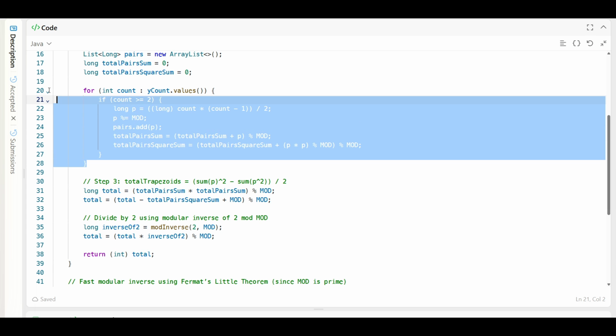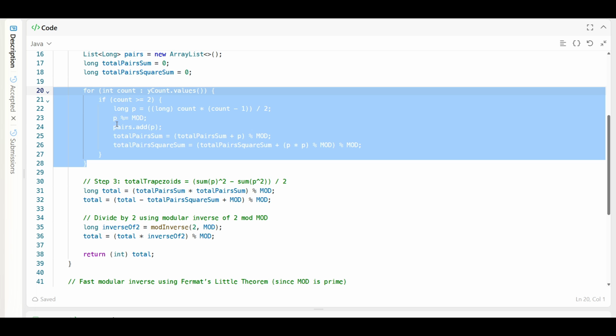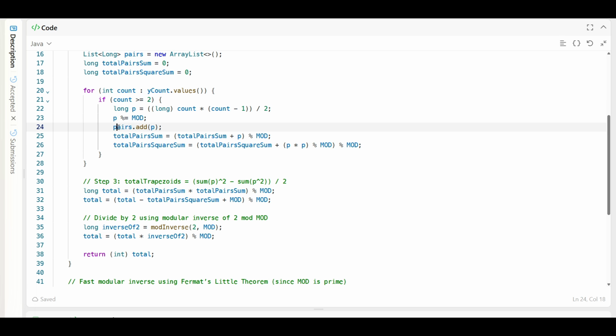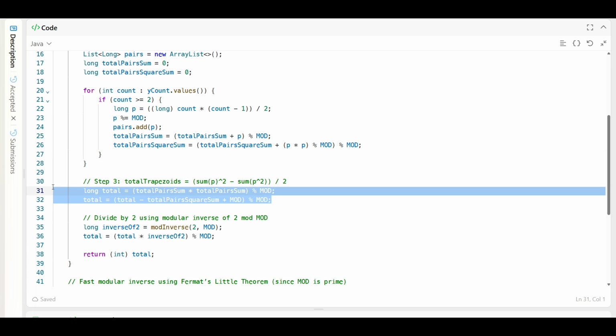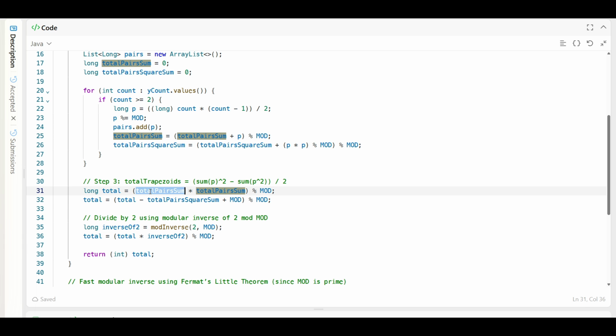Just take it: if the count is greater than or equal to 2, we take the mod and keep adding into the total here. Once you get the total pairs and the pair square sum, you just apply the formula that I told you, the total trapezoid count: sum of p squared minus sum of p squared, divided by 2, right? You remember. So you apply this to get the total here.